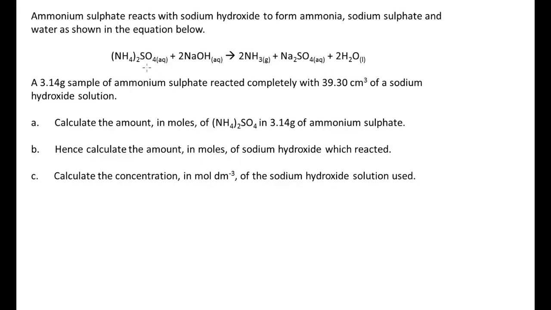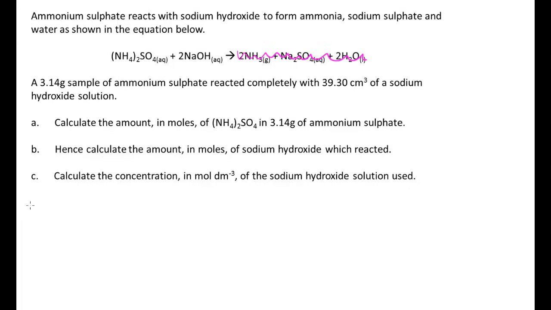Anyway, we've got ammonium sulfate reacting with sodium hydroxide to form ammonia, sodium sulfate and water, as shown in this delightful equation here. A 3.14 gram sample of ammonium sulfate reacted completely, so a complete reaction. This time, rather than having 2 volumes, we've got a mass and a volume. So it reacted completely with 39.3 centimeters cubed of a sodium hydroxide solution. Looking through this, there's no mention of ammonia, sodium sulfate or water, therefore I'm going to get rid of it, only because I don't want you to get confused. This is where the money's at right now.